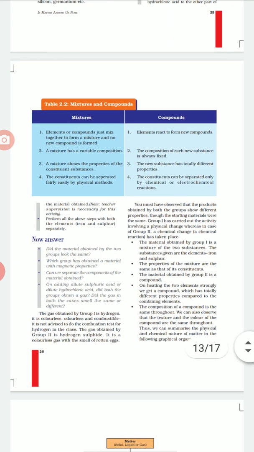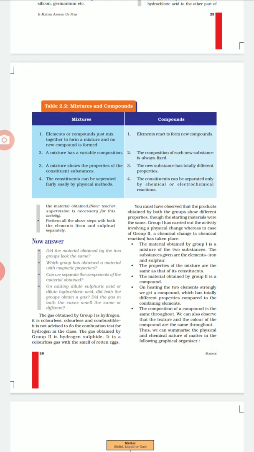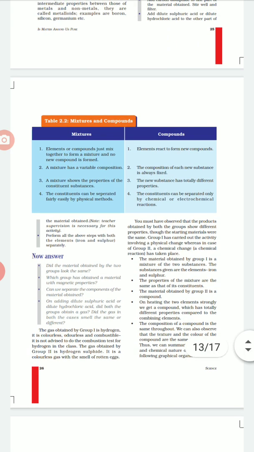So the composition of the compound is the same throughout. We can also observe that the texture and the color of the compound are the same throughout. Thus we can summarize the physical and chemical nature of matter. Here we have seen that two different elements came together, reacted with each other and formed a compound.